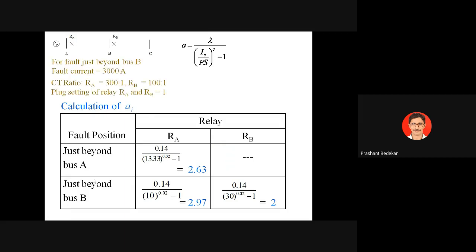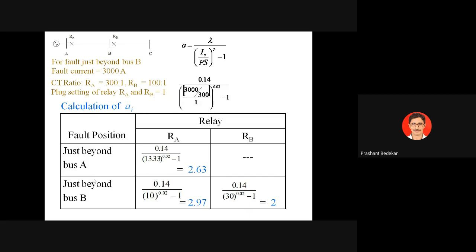For a fault just beyond bus B, the fault current is 3000 amperes. The CT ratio for relay RA is 300:1, and for relay RB it is 100:1. The plug setting of relay RA is 1, and the plug setting of relay RB is also 1. Let's see the calculation. The fault current is 3000 amperes.